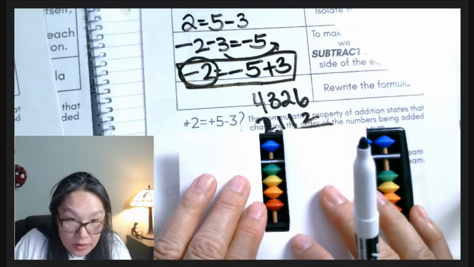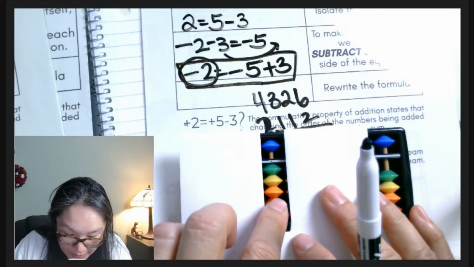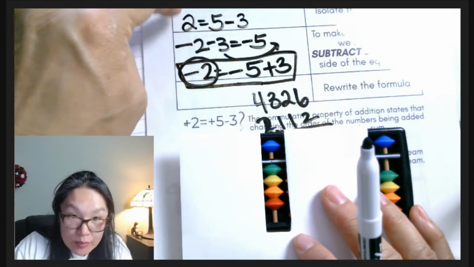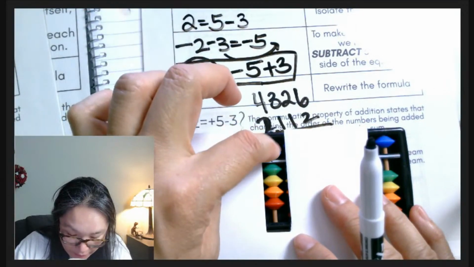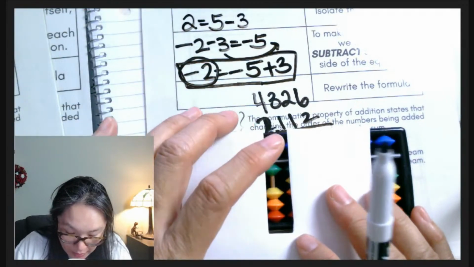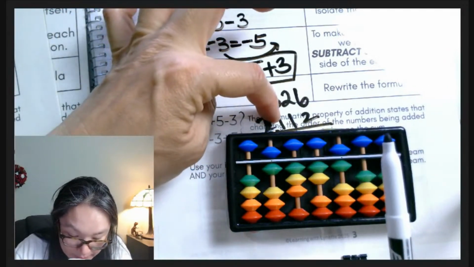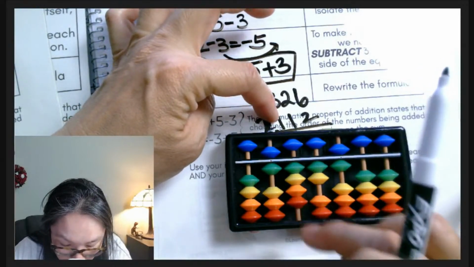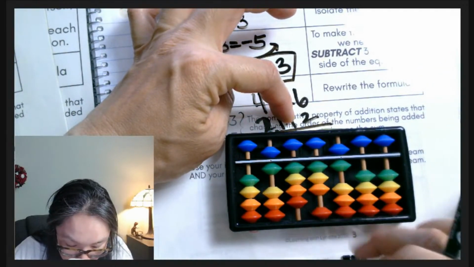So focus on the column. How do I add the 2? I cannot, so I have to plus the 5 minus the 3. I plus the 5, take away the 3, and then I go to my next column. I add the 1, I add another 1, and then I add the 2.